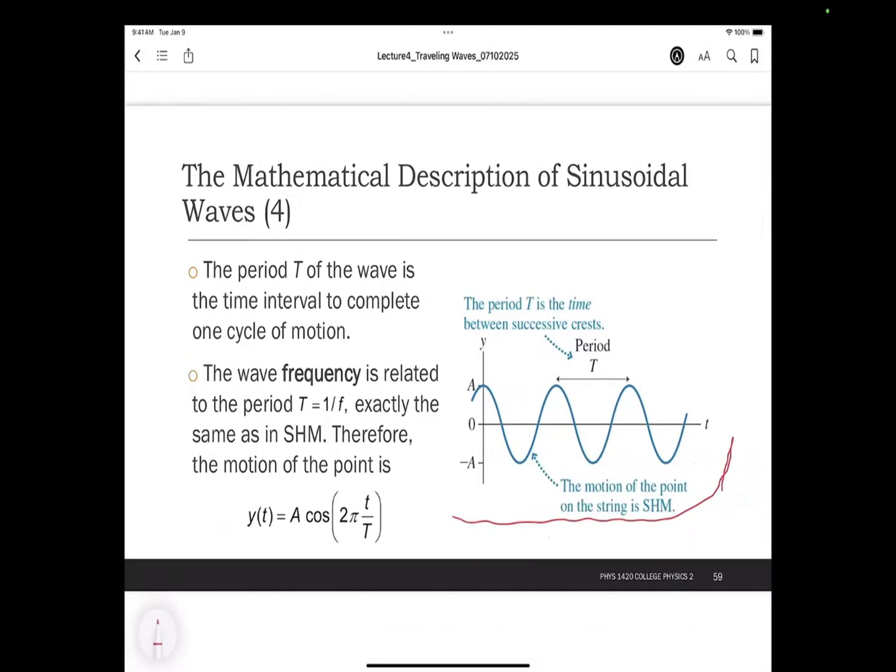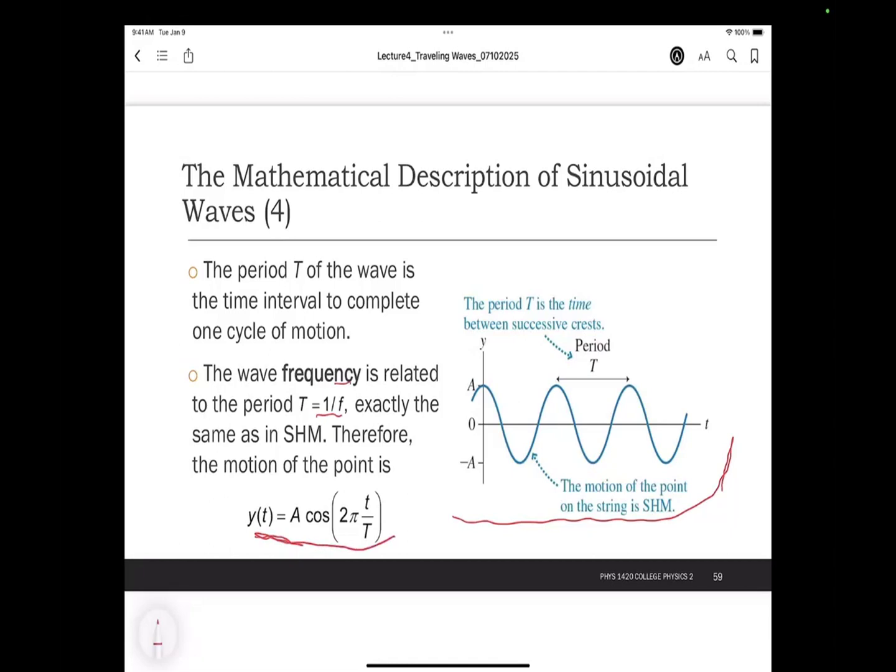The period T of the wave is the time interval to complete one cycle of motion. The wave frequency is related to the period T. This is the same thing, exactly the same as in simple harmonic motion. Therefore, the motion of the point is this one. This is the motion of the point.